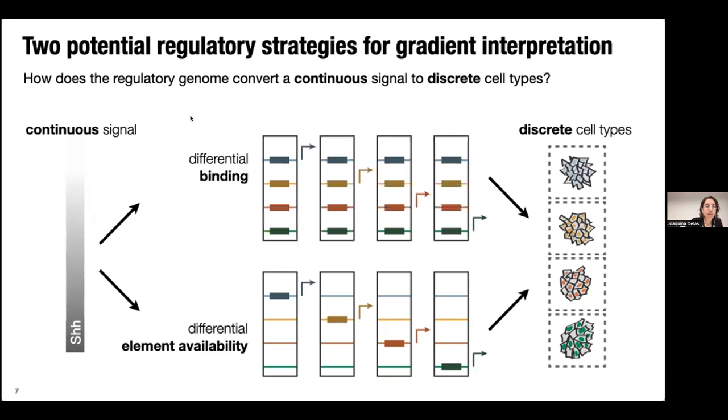But alternatively, because all the cell types rely on the same pathway, transduced by the same effectors, we thought that it was possible as well that all the cell types would have access to the same elements, that then it would be about which transcription factors are binding to the same elements, but in different cell types, that would later decide the gene expression outcomes.